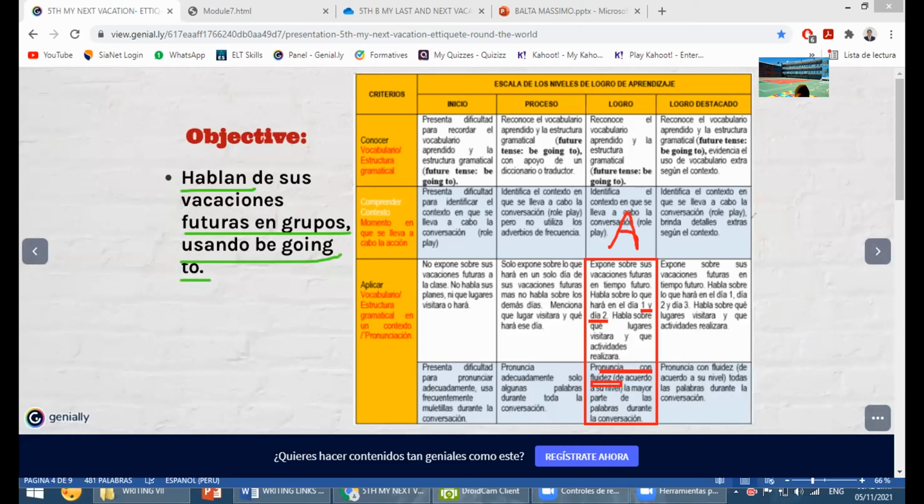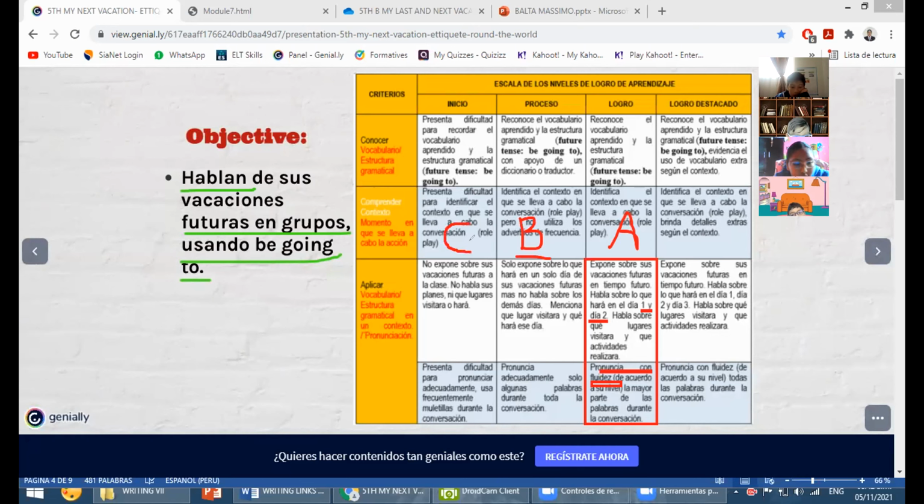And then you're going to get an A. If your writing is incomplete, you are going to have a B, because if your writing is incomplete, your presentation is going to be incomplete too. And if you didn't finish your writing, sorry, my friend, your presentation will be bad. So be careful in that part. That is the objective of this class. You are going to present your writing.